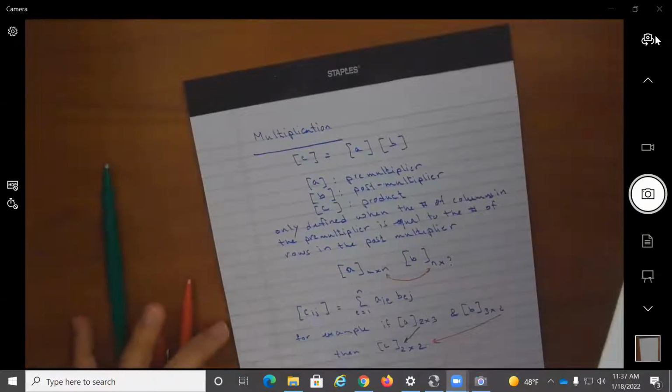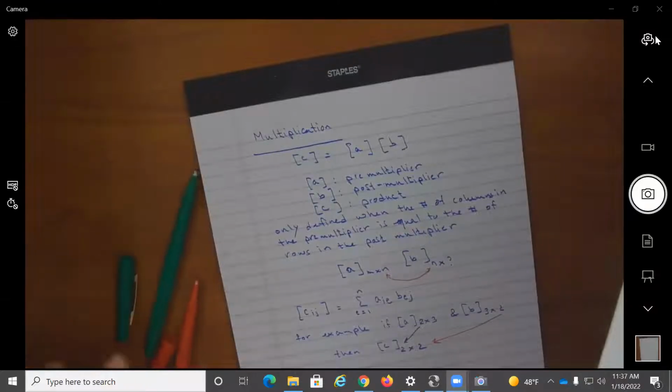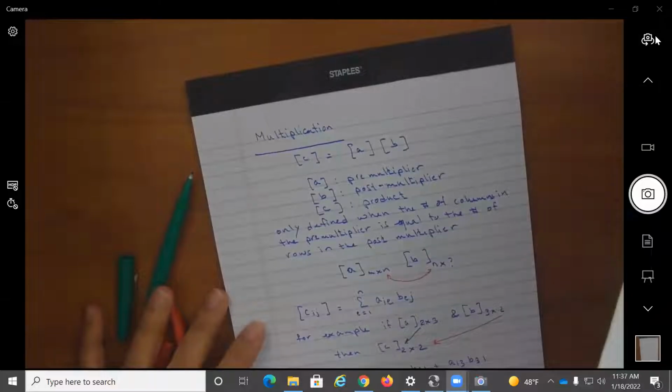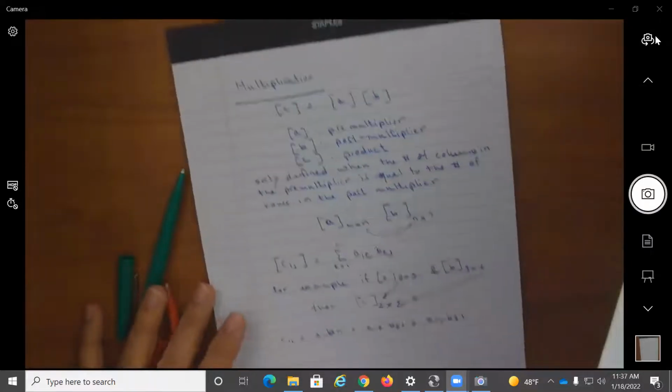And if I pick, for example, C11, this would be equal to A11 times B11 plus A12, the second element on the first row of A, multiplied by B21, the first element on the second row of B, plus A13 times B31. Oh, I'm sorry.